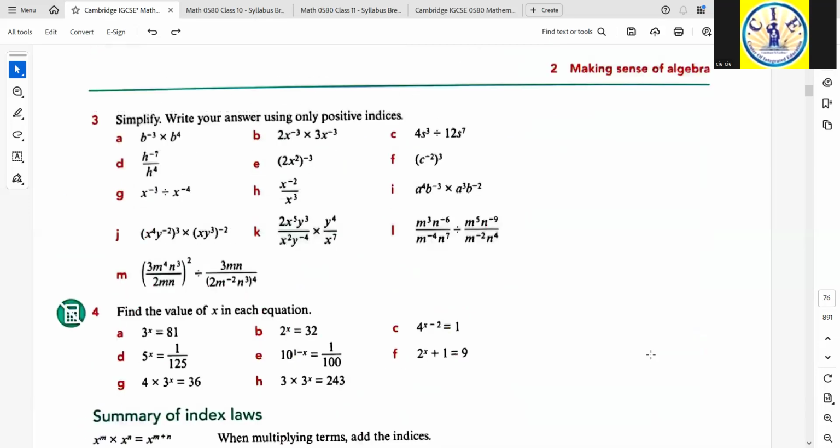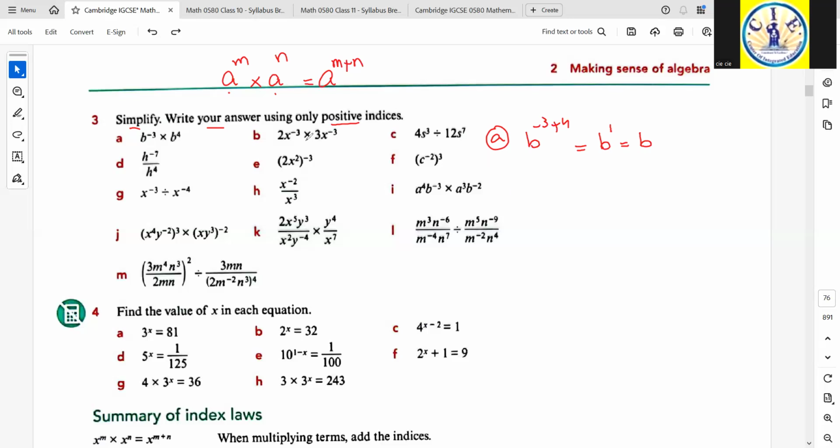Now it is question number 3. Simplify, write your answer using only positive indices. So part A, we would be applying the rule a raised to the power m times a raised to the power n. When we have got the same bases being multiplied, then their powers get added. So m plus n. So applying the same rule, we can write it down as b raised to power negative 3 plus 4. And negative 3 plus 4 is 1. So we should be writing it down as b only.